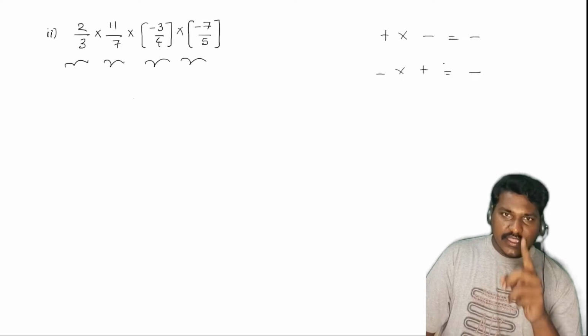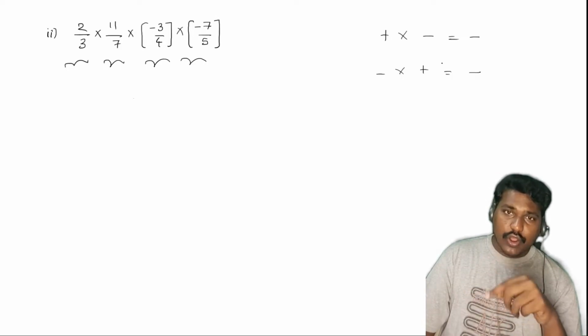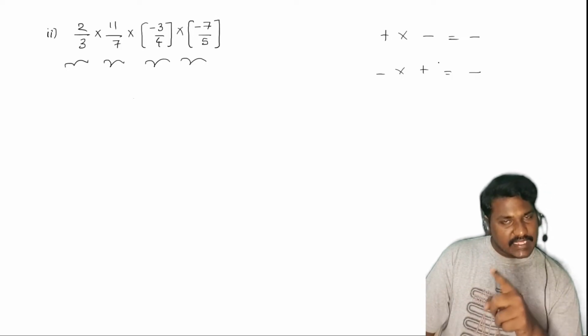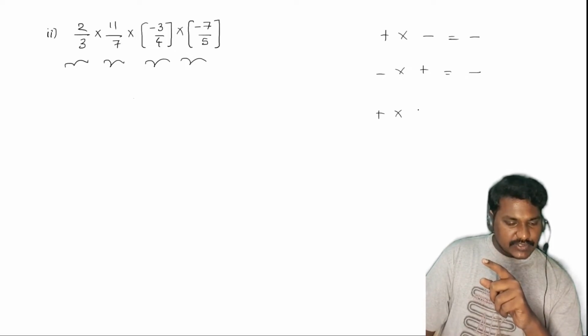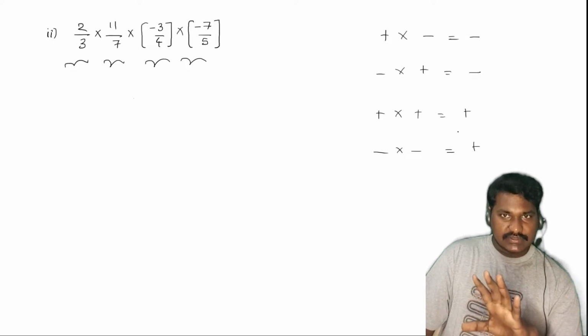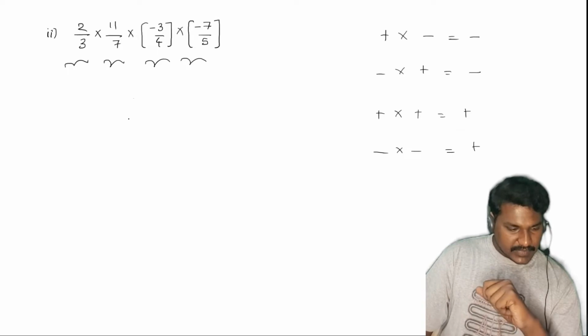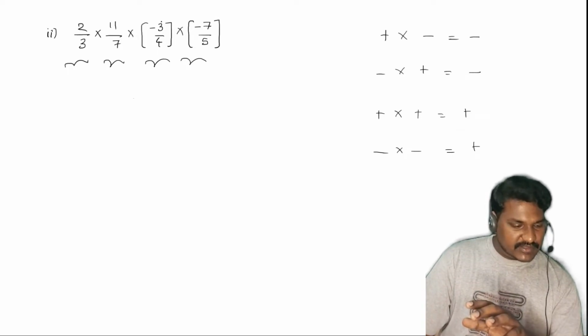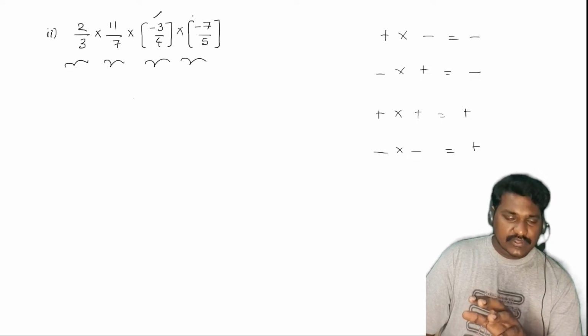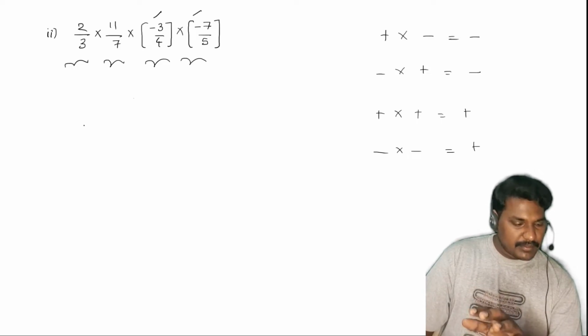So if there is a single minus, so if there are an odd number of minus symbols, the answer will also have a negative symbol. And plus into plus is also plus, and minus into minus is also plus. That's the important thing. Now first we have to be clear about the symbols. Here the symbol is minus and here the symbol is also minus, and minus into minus will become plus.